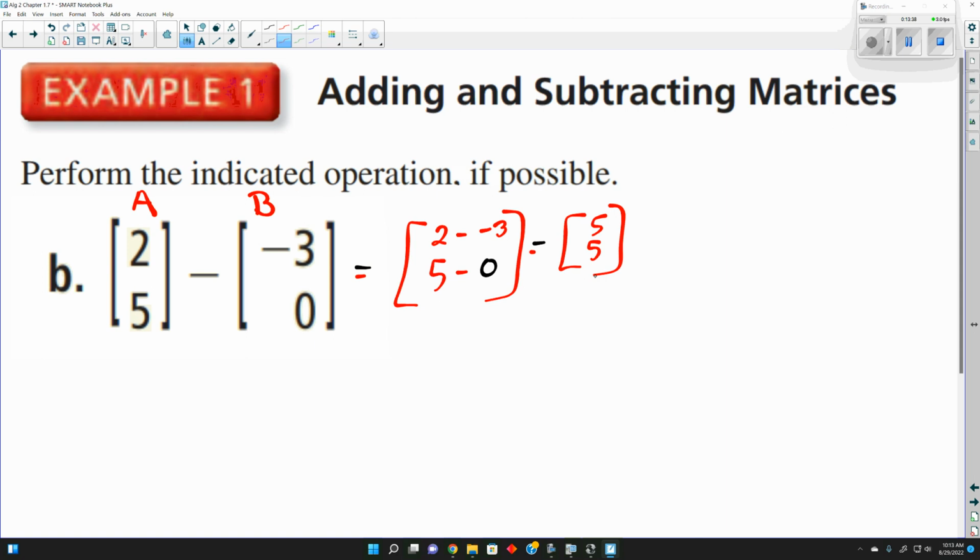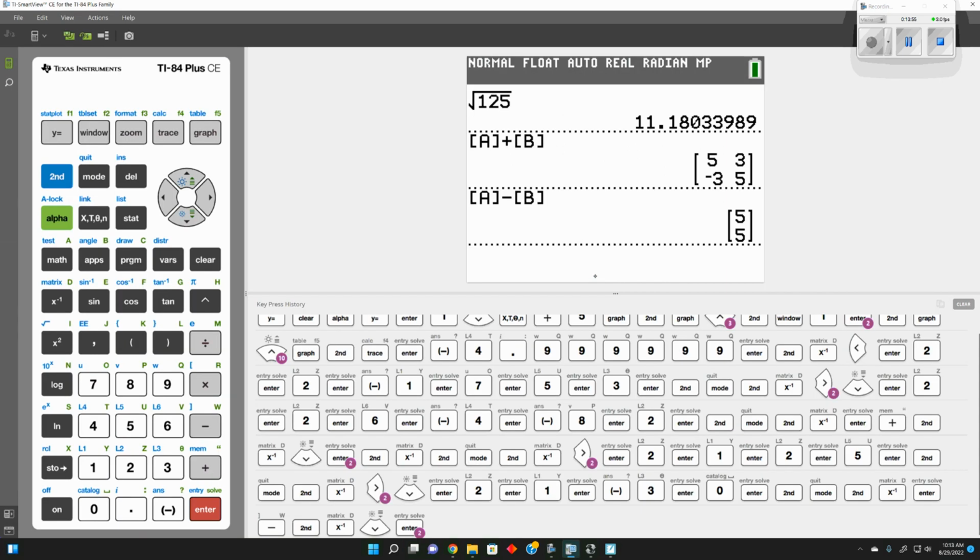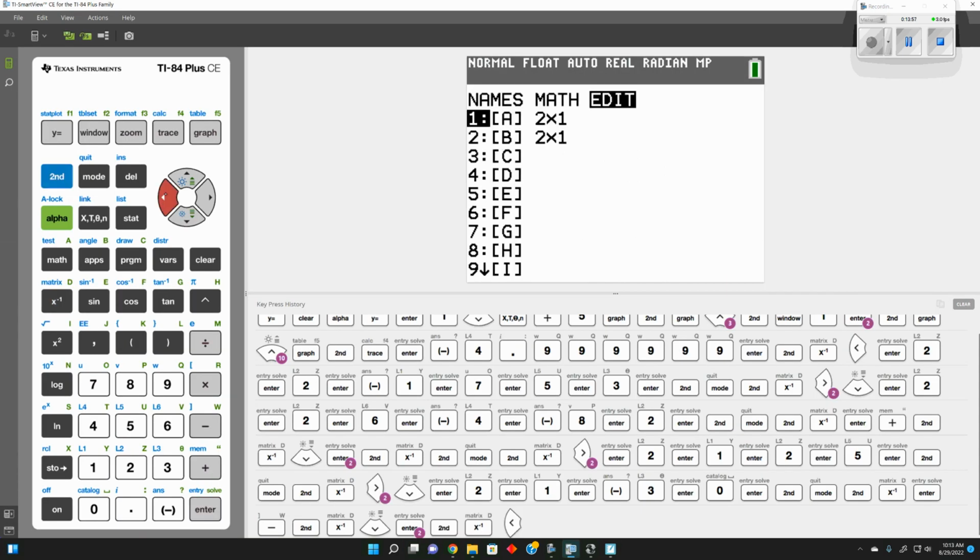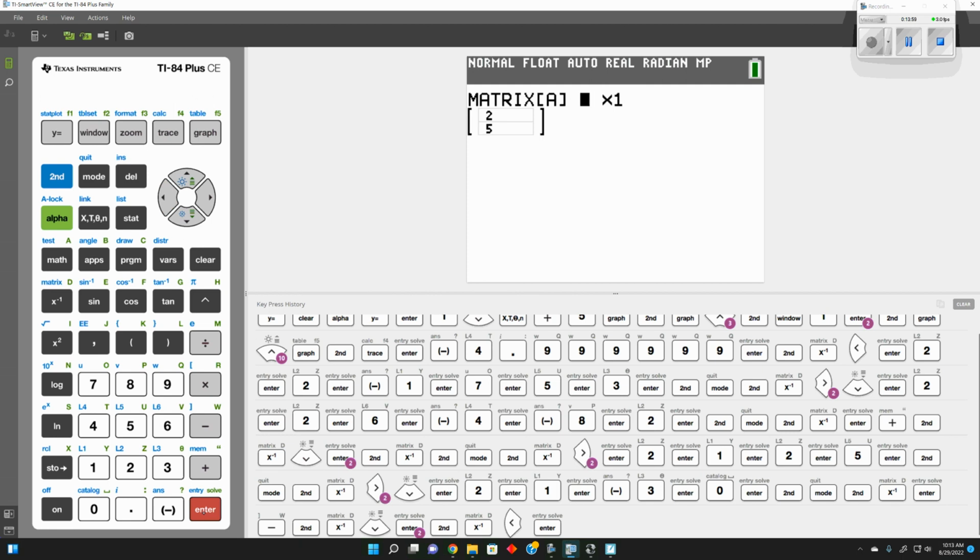So would it be different if it was a 1 by 2? Yeah, if we had a 2 by 1 and a 1 by 2, would we still do that? We can still put it into the calculator, but the calculator will throw out invalid dimensions. It'll tell us that. So if I go second matrix, edit, and we say a 3 by 1, this is already not going to work.